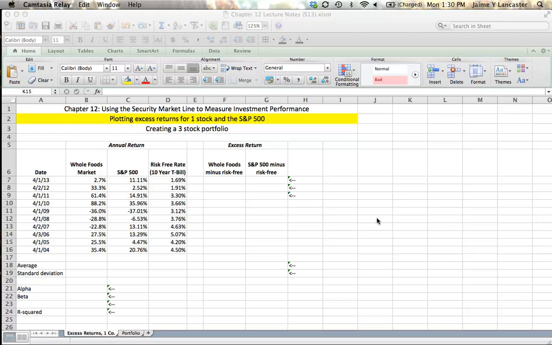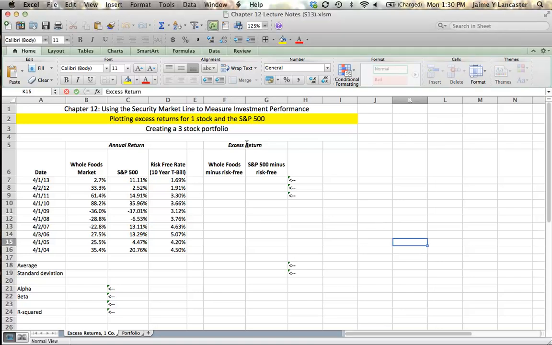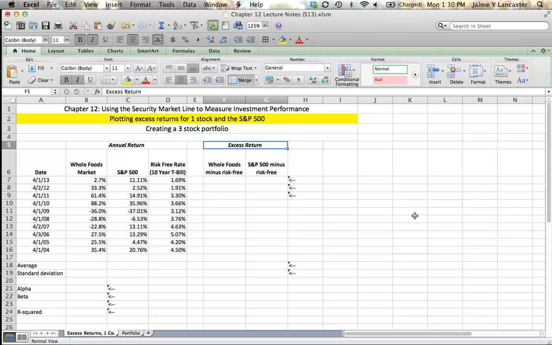So the first thing we have to do is calculate what is called excess returns. An excess return just means, well, I could have invested in a risk-free rate, but I didn't. I invested in a stock, either a company like Whole Foods, or a well-diversified portfolio that would have been the entire S&P 500. So how much more of a return did I get for taking on a certain amount of risk? Well, let's take a look.